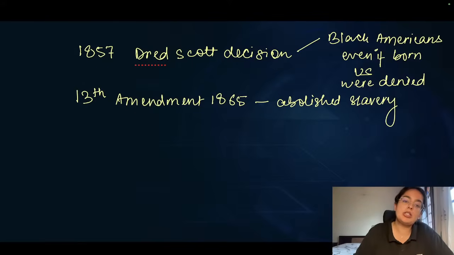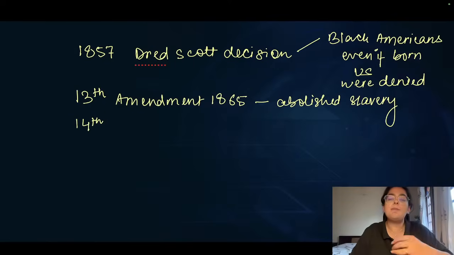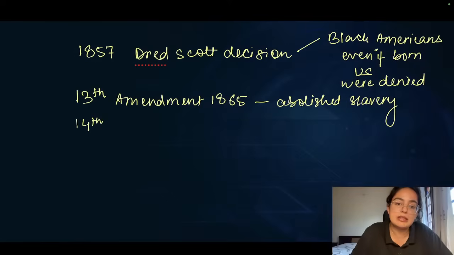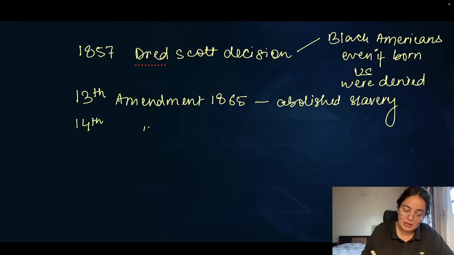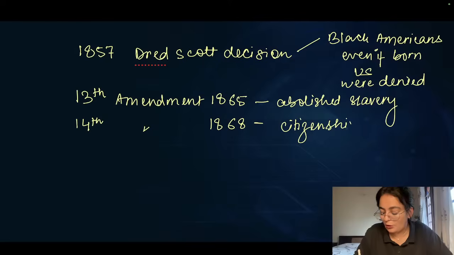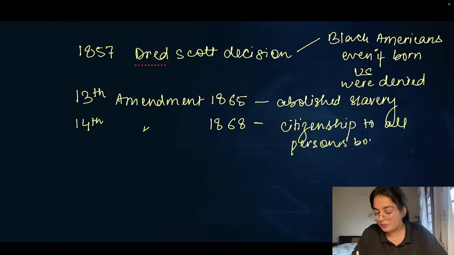This amendment was very famous for abolishing slavery. After slavery was abolished in 1865, the rights were to be provided to the former slaves and black Americans so that they would not be stateless and they would be given the equal rights that are being provided to every American citizen of the time. Therefore, the 14th Amendment of 1868 guaranteed citizenship to all persons born on US soil, in the United States of America.